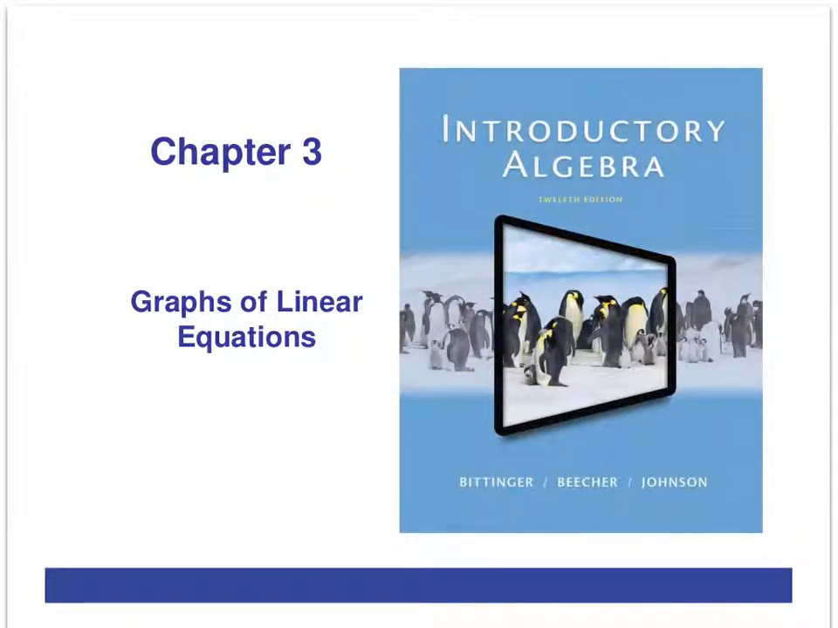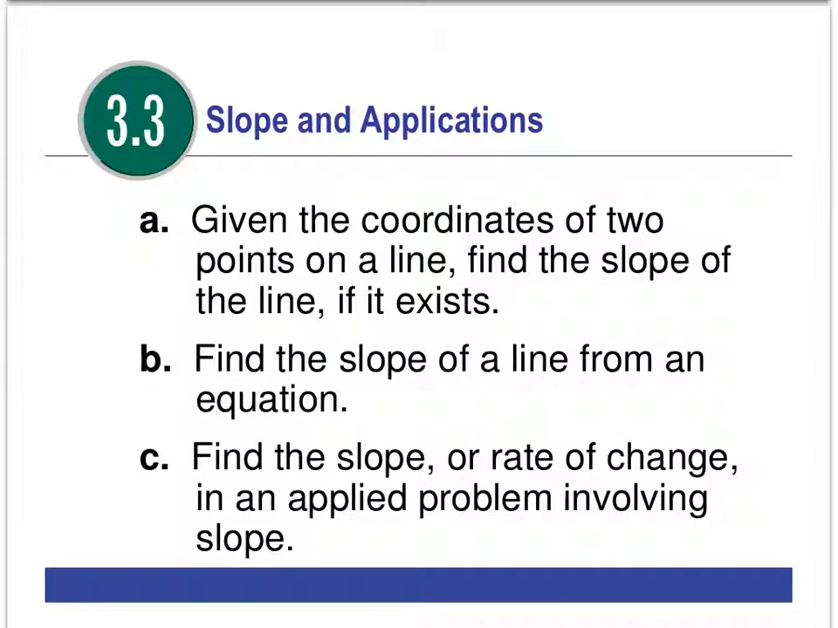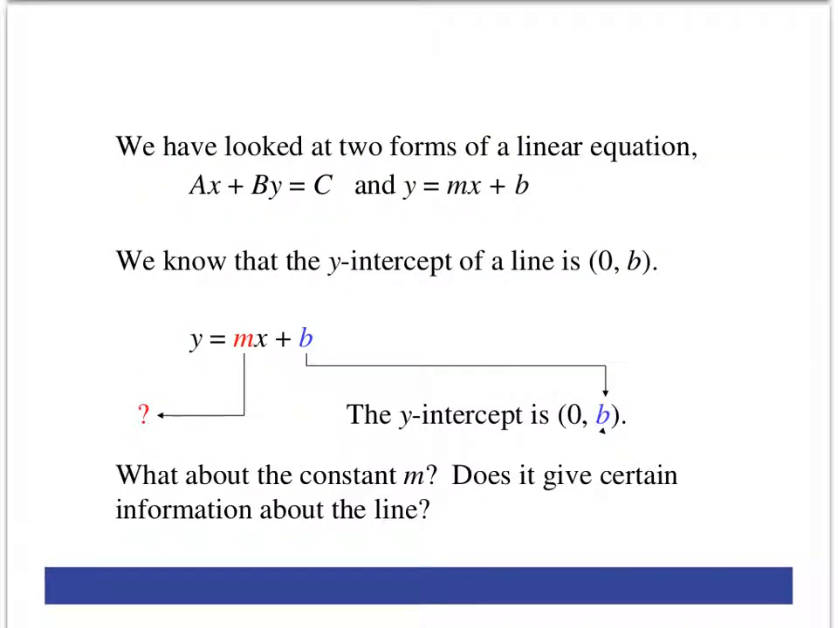Okay, we're still looking at graphs of linear equations. We're going to talk about slopes and applications. We're going to be given coordinates of 2 points on a line, and we're going to find the slope of that line if it exists. We're going to find the slope of a line from an equation, and then we're going to find the slope or the rate of change in an applied problem involving slope. Again, that's the word terms.